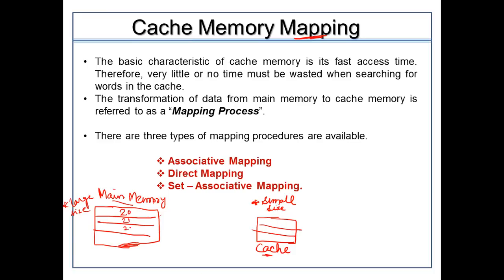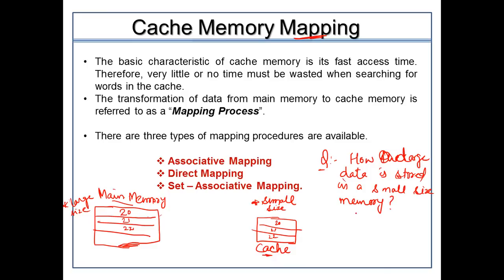So let us suppose there is some frequently accessed data here, and I have the same data present here. Now the question is how the large data is stored in a small size memory, right? So this is again a question to understand. This is the agenda of today's session: how a large amount of data is actually stored in a very small memory, which we usually call the cache memory.